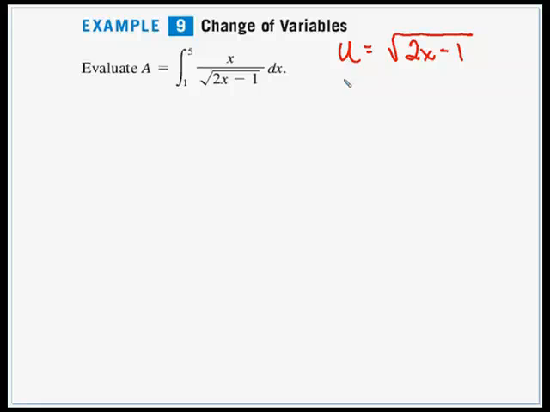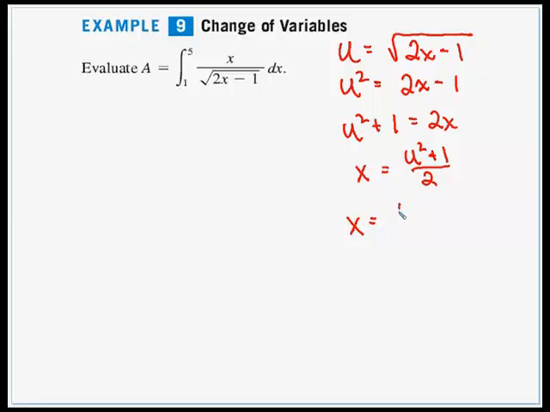So let's square both sides. u squared equals, the squaring gets rid of the radical, 2x minus 1. And we are solving this for x, so we've got to get the x alone. Let's add 1 to both sides. We're going to get u squared plus 1 equals 2x. And then we divide by 2. And I'm going to put my x on the left here. x equals (u squared plus 1) over 2. And let's break those into separate fractions. x equals 1/2 u squared plus 1/2.